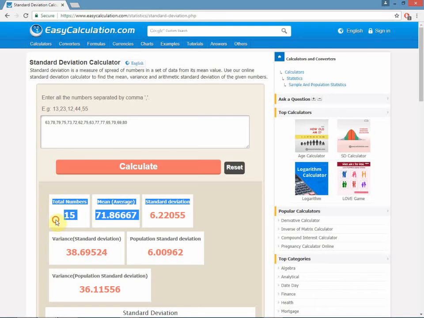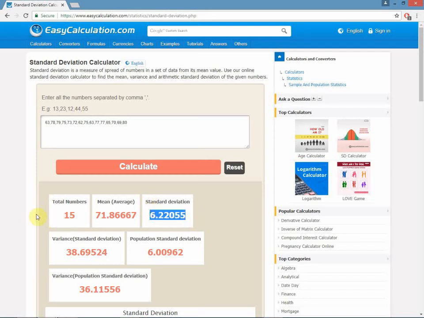So really just the total number of data, the mean or the average of the data. Remember, we can add all the data up and divide by how many there are. And then the standard deviation, which is again covered in my first video on how to calculate that by hand, which is also kind of important so you know where this value comes from. So again, just type in your data, separated by commas as it says in the instructions, and click on the calculate button.